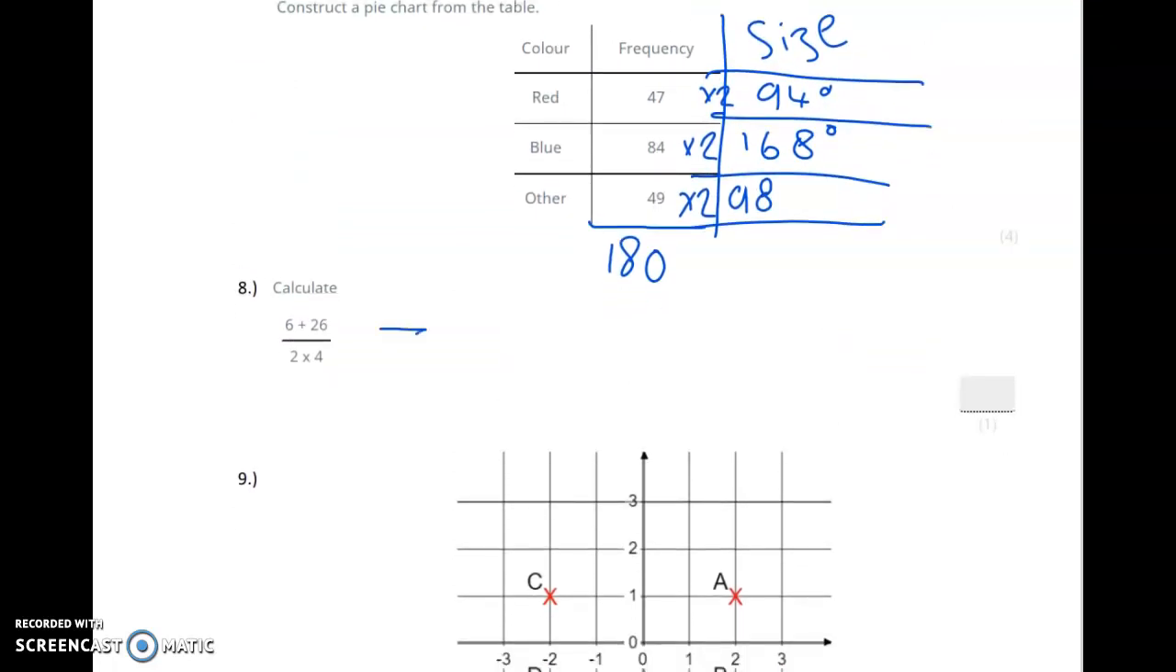So calculate this. We've got 6 plus 26 gives me 32. And then that is shared by 2 times 4. So 2 times 4 is 8. So 32 shared by 8. Remember, it is a calculator exam if you want to use it. But that would be 4.